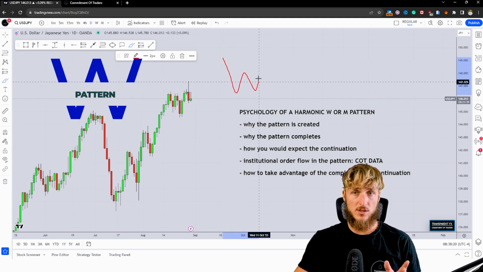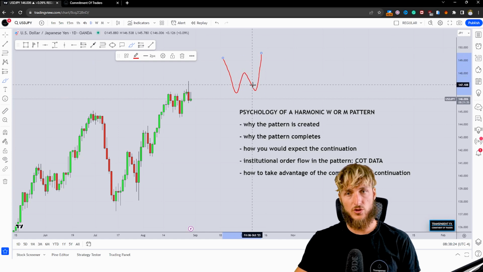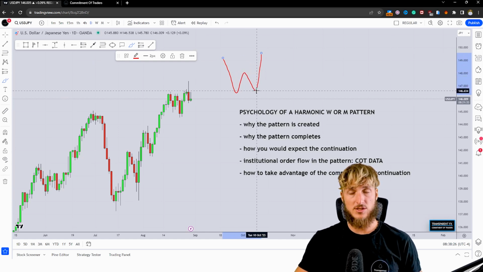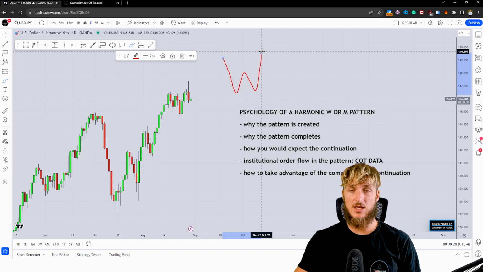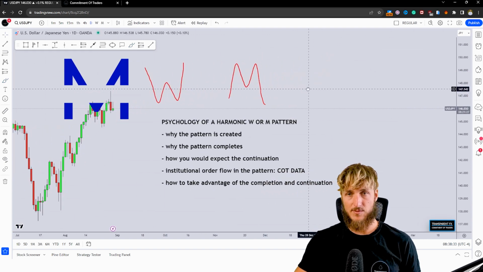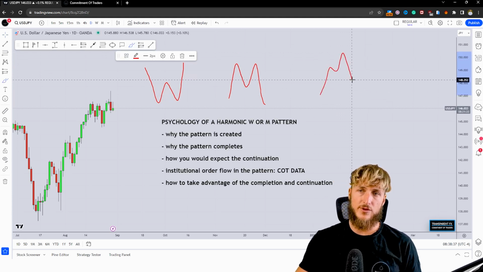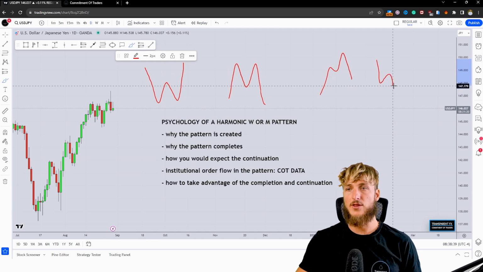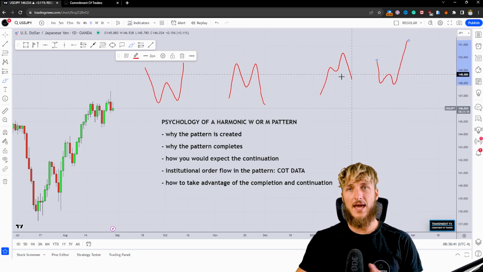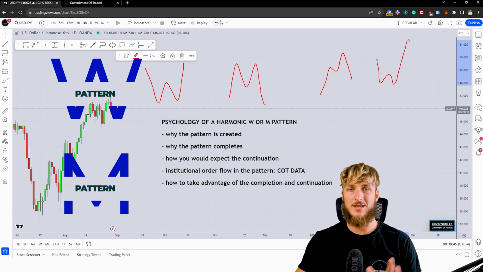W formations, in which you have this kind of shape where you have an impulse to the downside, correction, continuation lower, then the market stops and makes the move to the upside, or you have an M pattern. Now, that is the exact same concept, simply reversed. It's true you can have a lot of different variations of M and W formations, but in the end, these are the 2 main groups. Either it is a W formation or it is an M pattern.